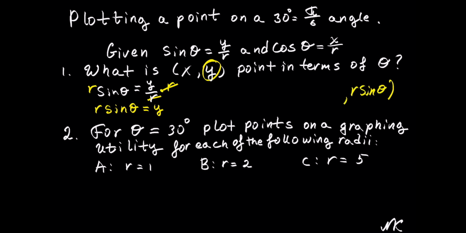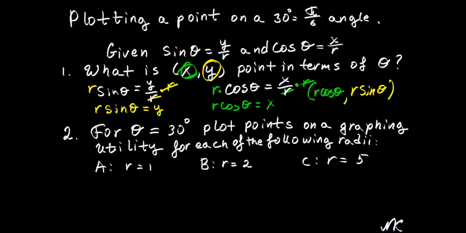Let's find the x value by taking cosine of theta equals x out of r and solving it for the x value. X is being divided, so the inverse is multiplication. The denominator is r, so we need to multiply by r. Whatever we do to one side of the equation, we need to do the same thing to the other side, so times r. On the right, r and r will cancel, and we get r cosine of theta equals x. So the x value of the point is equal to r cosine of theta.